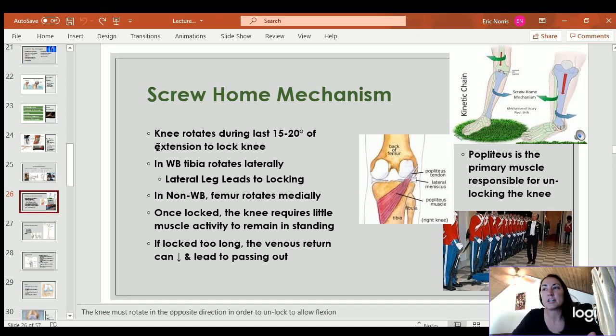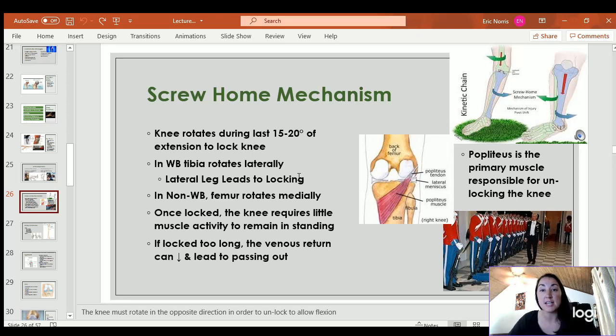Typically when we're locking our knee, we're thinking about weight bearing, so I think it's most important to remember lateral leg leads to locking, but also put it in the back of your mind, that's in standing. So lateral leg leads to locking. In non-weight bearing, it would be medial rotation of the femur, but typically we're talking about weight bearing, so lateral rotation of the tibia.